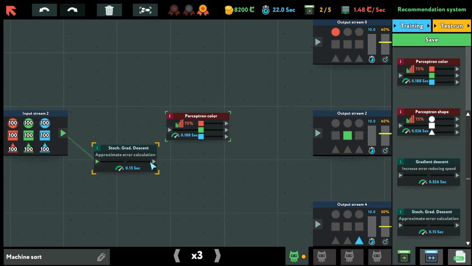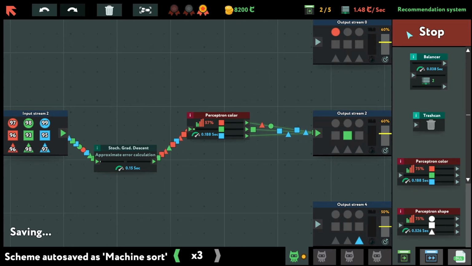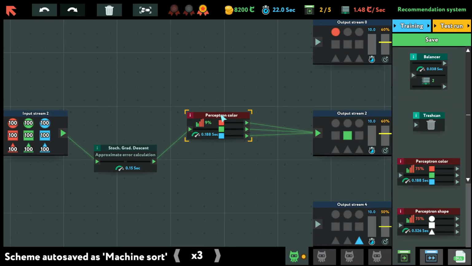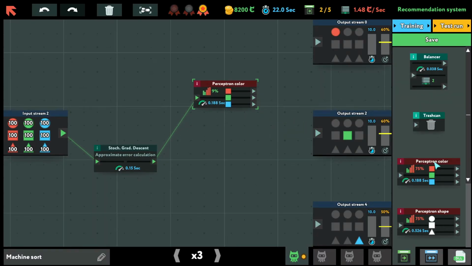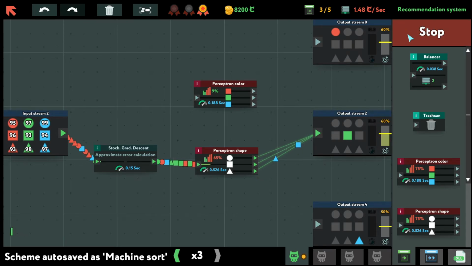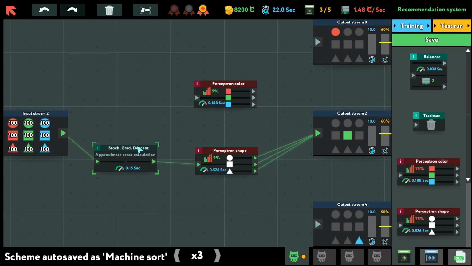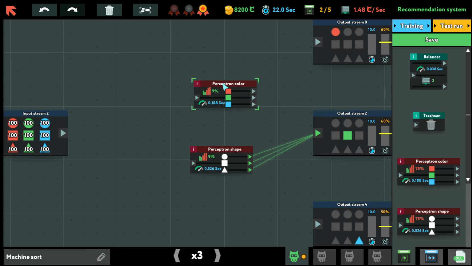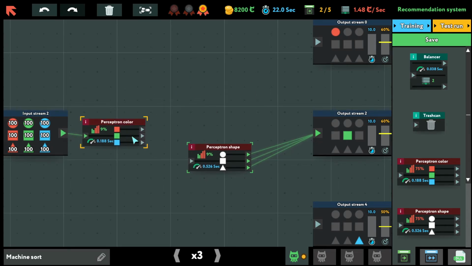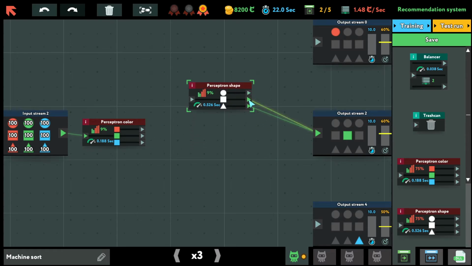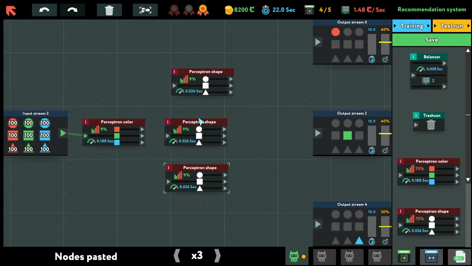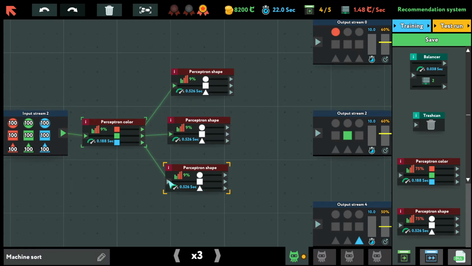Stochastic. Let's train this one first. Gonna leave that to the side, and then we're gonna use perceptron shape. I'm gonna train this. Alright, now we don't need this anymore. We're gonna use perceptron color first because it's faster, and it's going to divide all the colors evenly, and then we'll have 3 perceptron shapes in parallel for each of the colors.